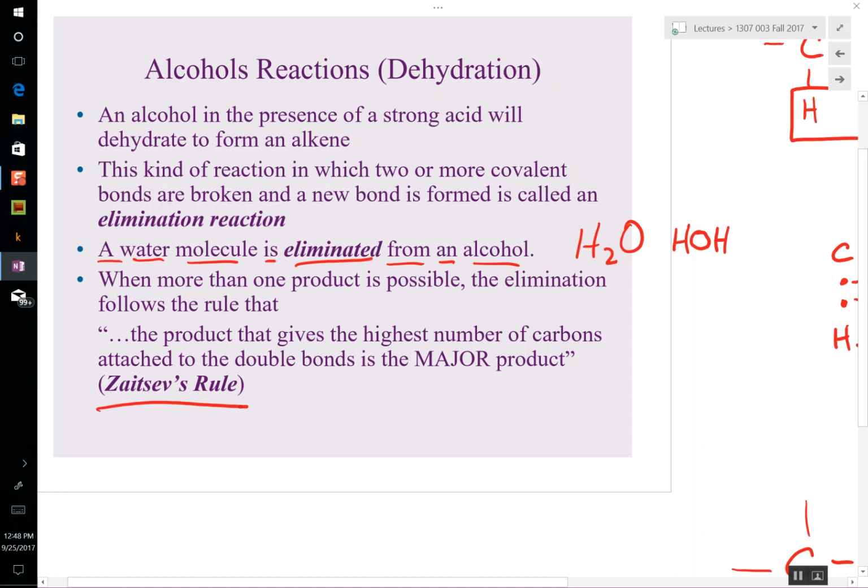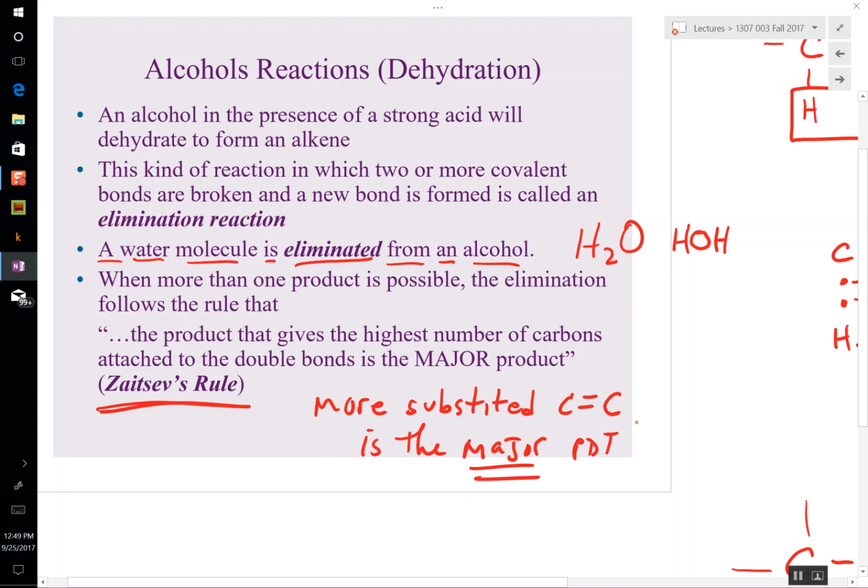Right here, Zaitsev's rule. The product that gives the highest number of carbons attached to the double bond is the major product. Another way of saying this is the more substituted double bond. The more substituted with carbons. The more substituted double bond is the major product. The product that is more substituted.